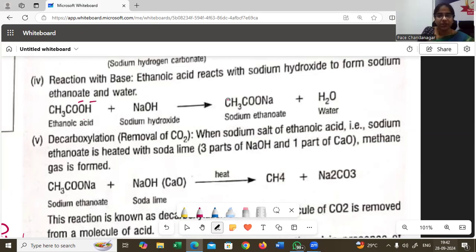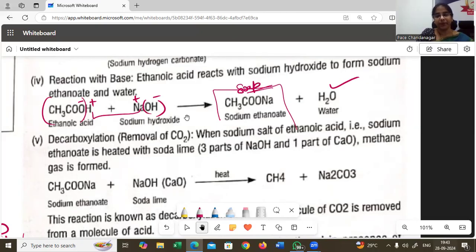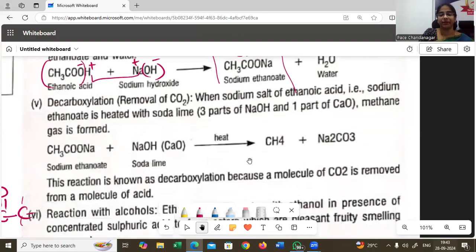And that would be H plus there, right? All this is minus and that is plus, and this is Na plus and OH minus. OH minus goes with H plus, there comes out your water, and then you're left with CH3COO-Na. So this is sodium ethanoate. Again, this is nothing but your soap. It is soap. Okay, sodium ethanoate. The soap you use daily is sodium ethanoate.